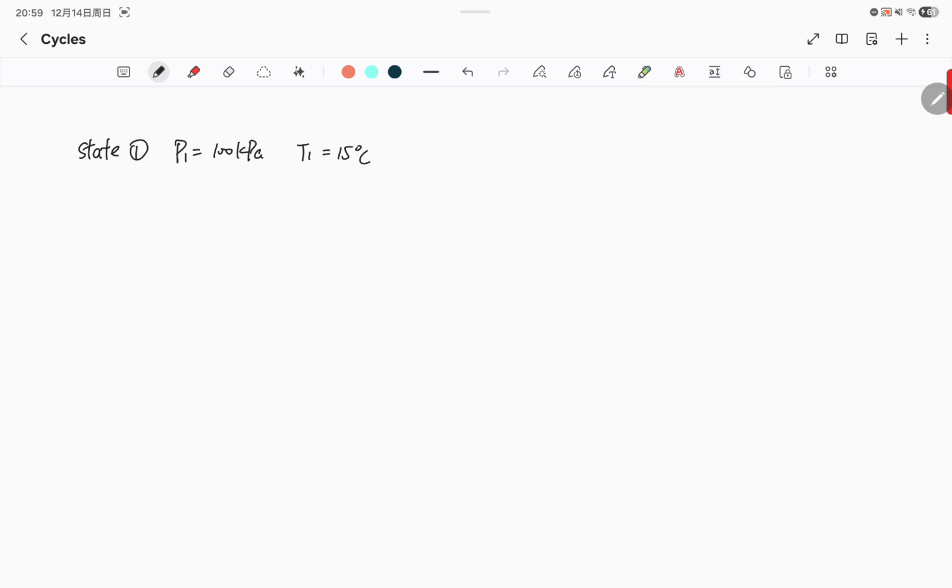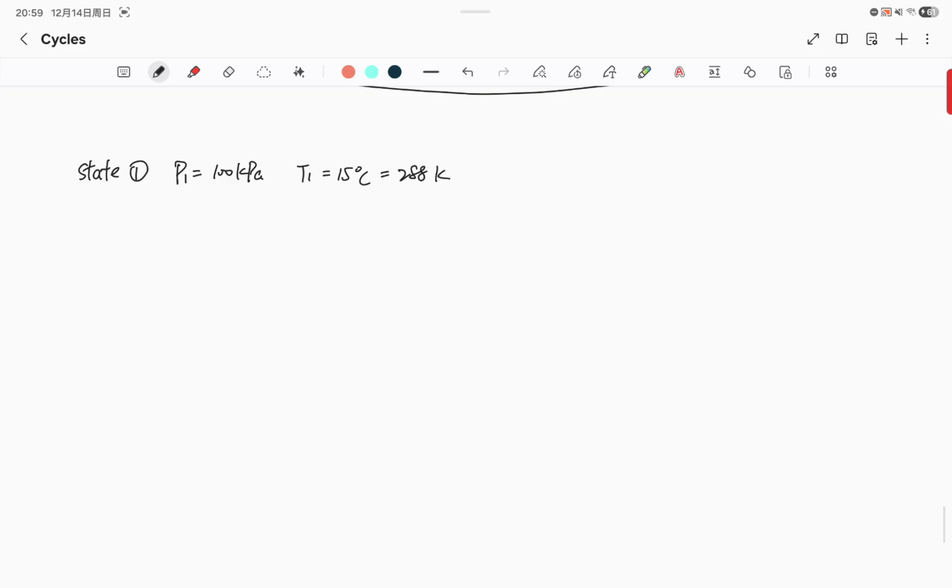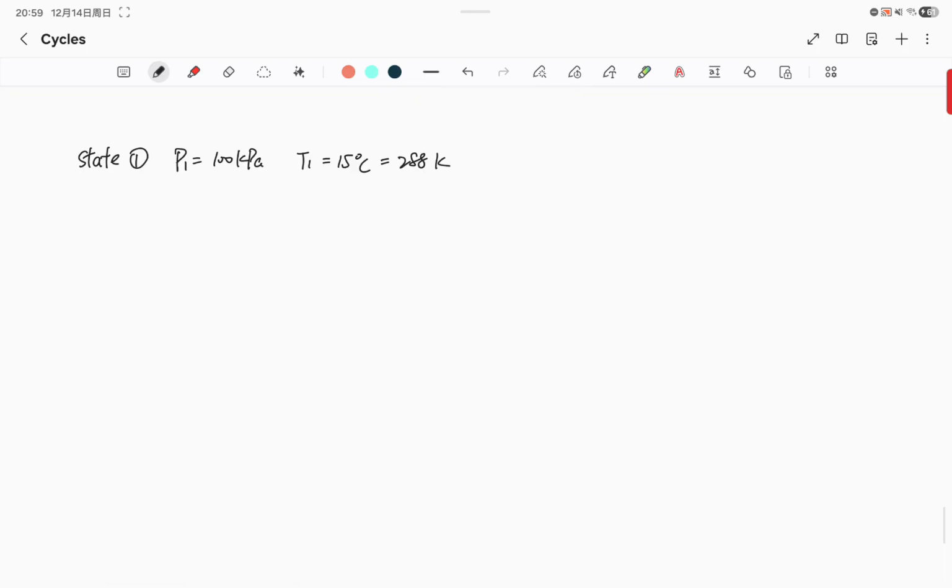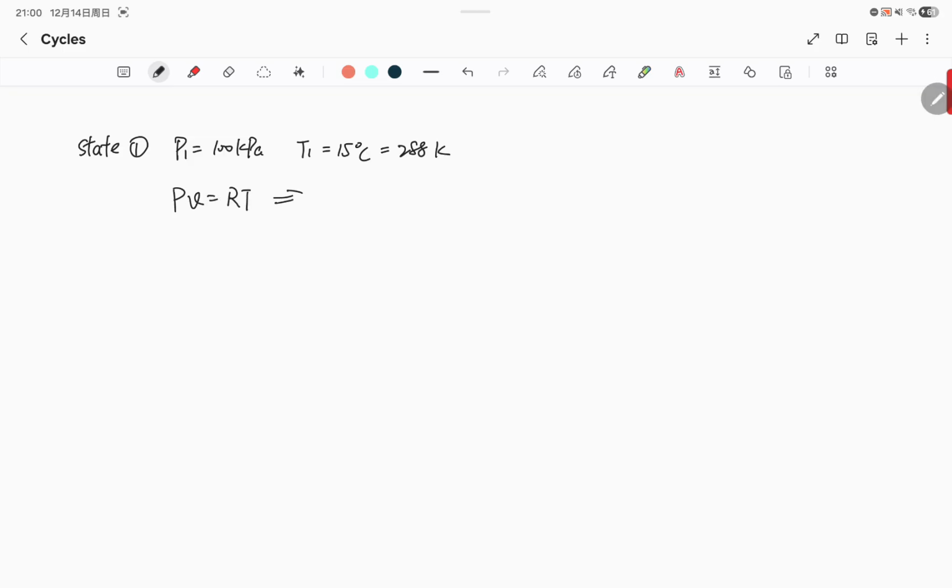Don't forget to convert degrees Celsius into Kelvin, because we're going to use Kelvin values in the equations. Now, I'm not too sure if this step is necessary, but let's just write it down. Since this is ideal gas, PV equals RT. The reason why I write this down is because I have temperature, I have pressure, so automatically I can calculate V1. May be necessary, may not be necessary, I don't know. But let's just do it.